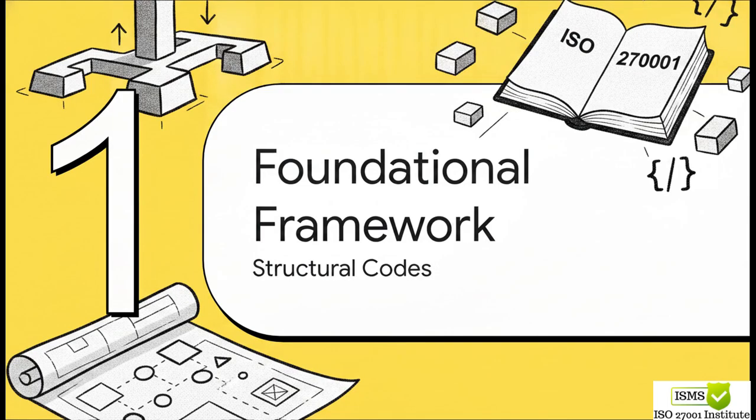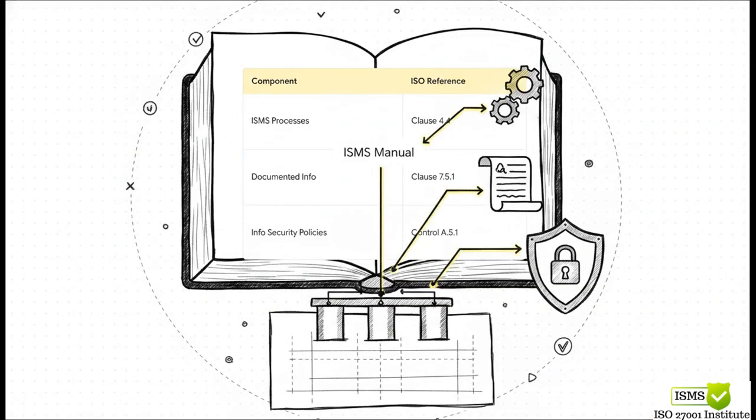Okay, Section 1, the foundational framework. Let's look at how to form a genuinely solid compliance foundation. Your manual has to strictly tie together 3 exact ISO references. First up, we have Clause 4.4, which covers your actual ISMS processes. The manual has to define how your system operates at a high level.